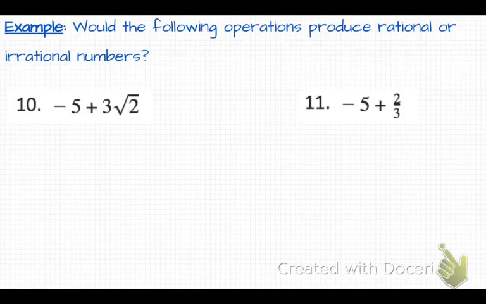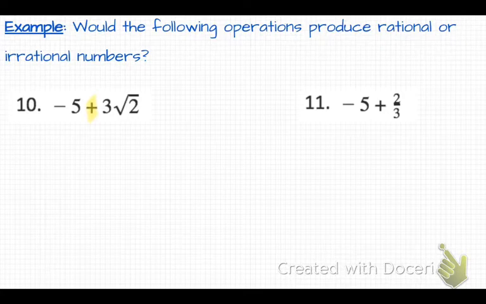Okay, next, number 10 and 11. This one has different operations. What operation am I doing for both of these problems? I heard one person say operation is addition. It's add, subtract, multiply, divide. Do we know what our operations are? Add, subtract, multiply, divide, and this one is adding, addition. Okay, so negative 5 plus 3 radical 2. I have addition. Can I add negative 5 plus 3 radical 2?